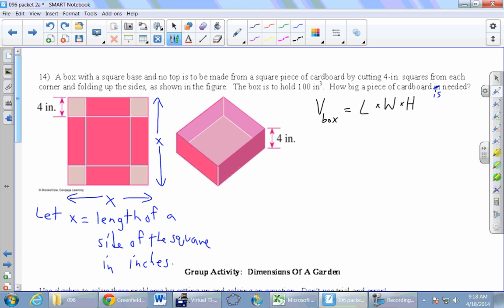Okay, looking at the box in the picture, one of these guys is actually labeled. Which one is labeled in the box picture? The height. Height is 4 inches. Does that make sense? We cut out a square of 4 inches and then we folded it up. Do you guys see that 4 becomes the height on all sides? So I don't know what the length is, we'll fill that in, and I don't know what the width is yet, but I definitely know the height is 4.